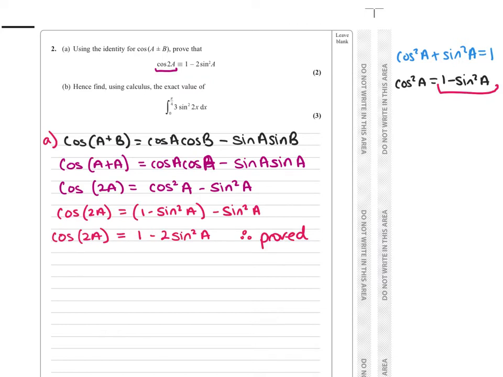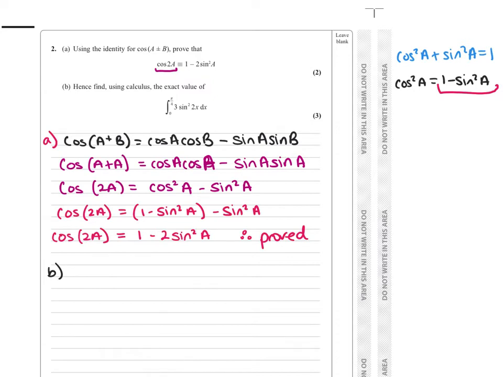Now, just a note here, in the mark scheme, it says, well, it doesn't specifically say for part A, it just says attempts the compound angle formula and applies cos squared equals 1 minus sine squared. Even if you might know this, write it down. When in doubt, write it out. Okay? Right then, part B.